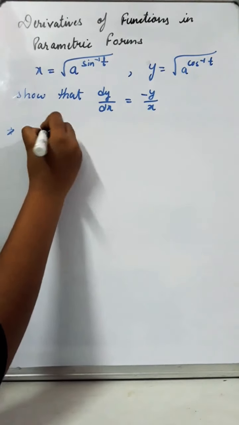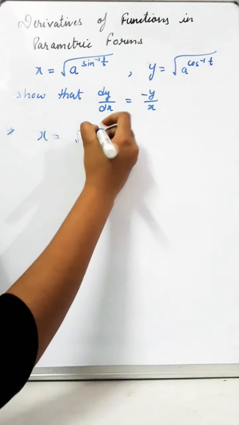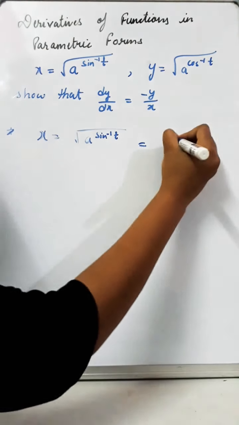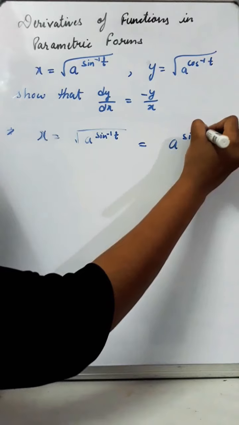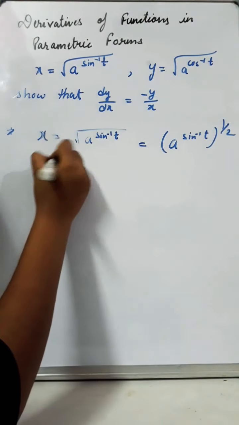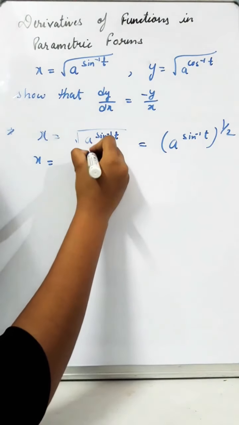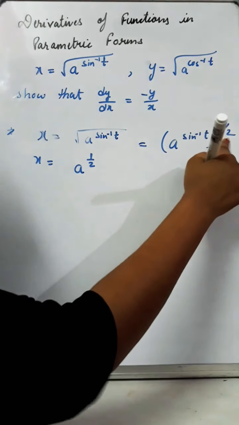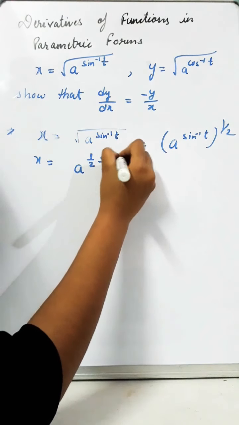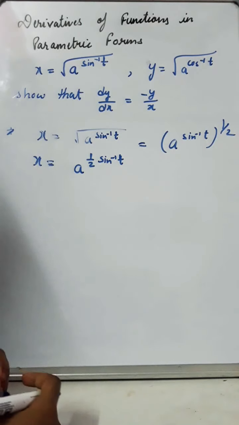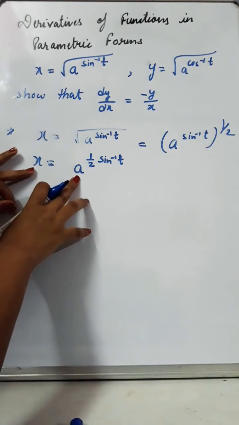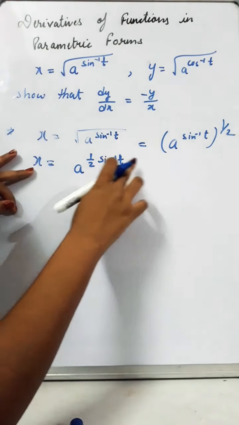x is your under root a to the power sin inverse t. This can be written as a to the power sin inverse t to the power 1 by 2, right? So this becomes a, these exponents get multiplied, 1 by 2 sin inverse t. Now look at this, x is equal to a to the power 1 by 2 sin inverse t.